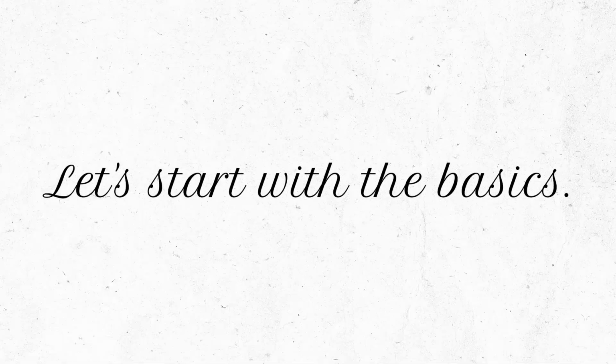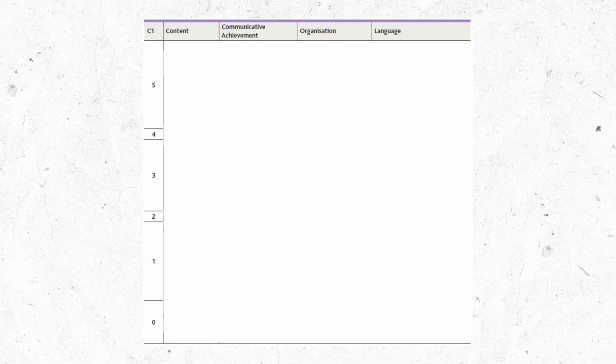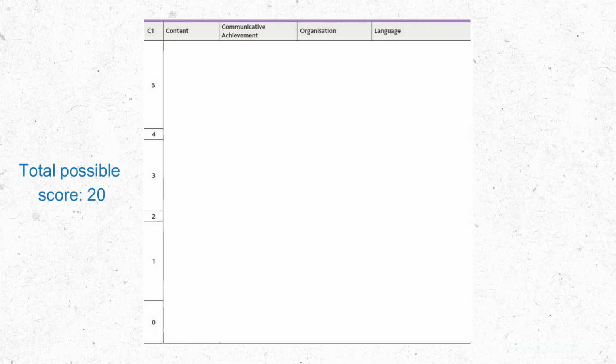But okay, let's start with the basics. In C1 Advanced Writing, there are 4 marking criteria: content, communicative achievement, organization, and language. In each of those criteria, you can score between 0 and 5 marks, which gets us to a total of 20 possible marks. To be honest, you can only get 0 marks if you either don't write anything or you write something that is complete rubbish. So you don't really have to worry about getting 0 marks, okay?